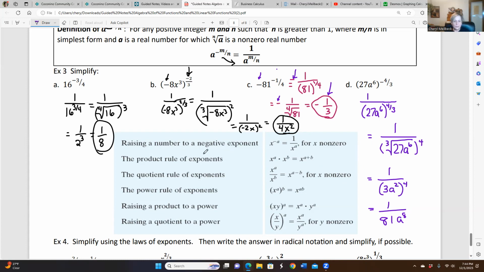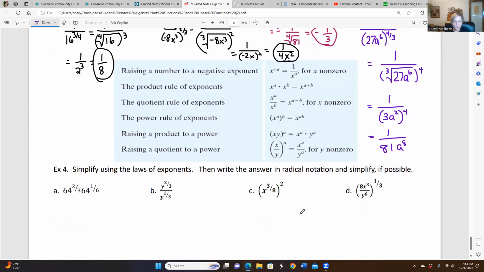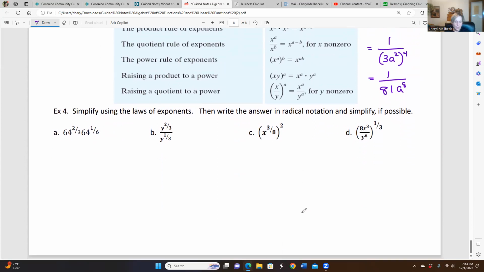All right. In this area here, we have some summaries of all of the rules we've learned using exponents. And for our final 4 questions here, I'm going to ask you to give them a shot, and then we'll look at them together on the other side. Pause the video and we'll do them together.